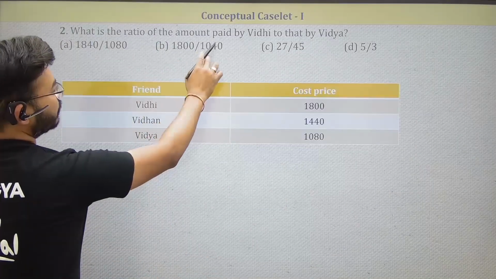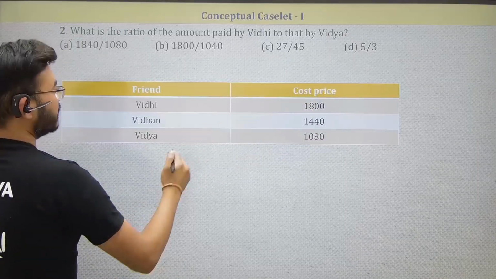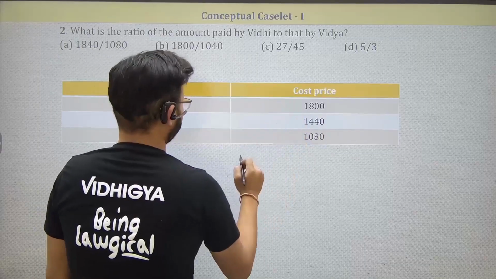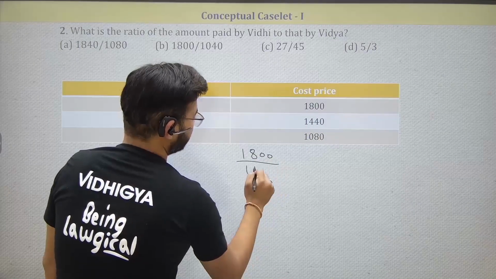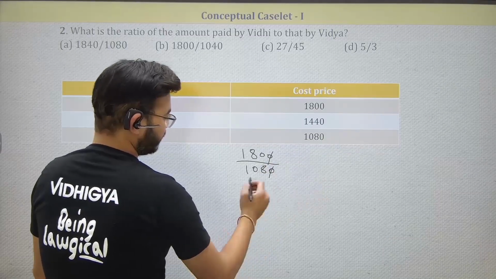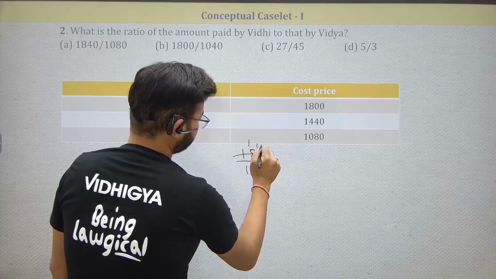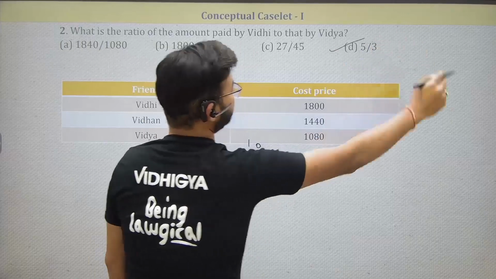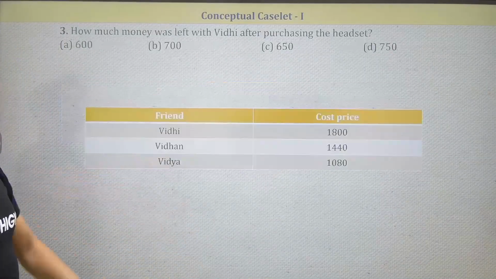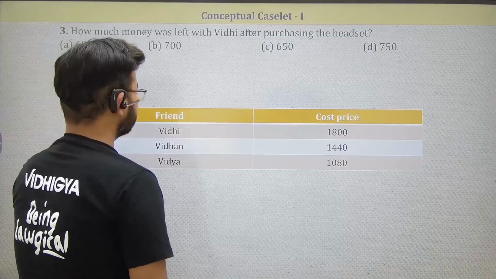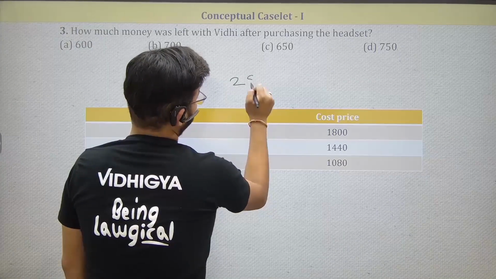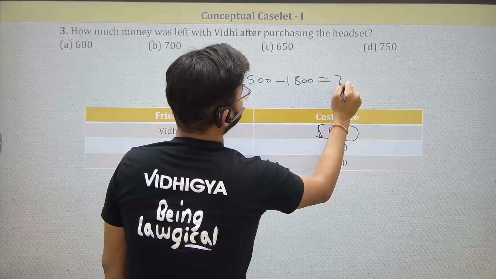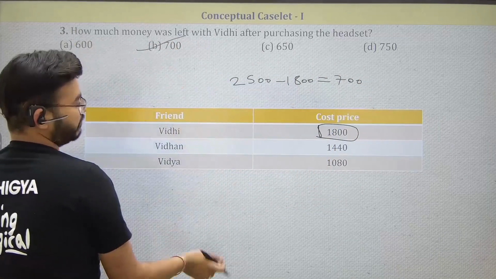What is the ratio of the amount paid by Vidhi to that by Vidya? You can calculate the ratio over here: 1800 by 1080. Simplifying this, it becomes 5 by 3. So the answer will be D. How much money was left with Vidhi after purchasing the headset? Initially they all had 2500 and Vidhi spent 1800 rupees. So this becomes 700. So the answer will be B.